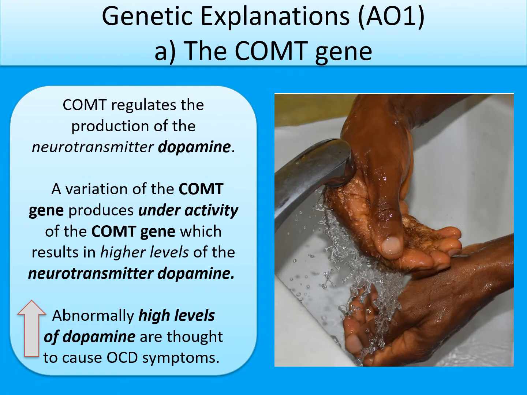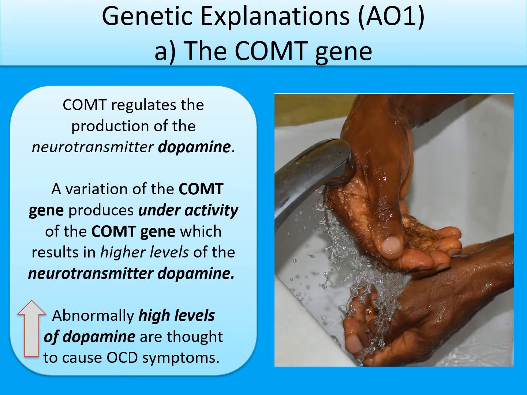We're going to look at just two of the genes that might be responsible, and the first one that people may have inherited is the COMT gene. So COMT regulates the production of the neurotransmitter dopamine, and if you've got the right levels of dopamine, then dopamine is responsible for things like drive and focus and motivation. But if you have very, very high levels of dopamine, then it can be responsible for things like psychosis, where you lose touch with reality.